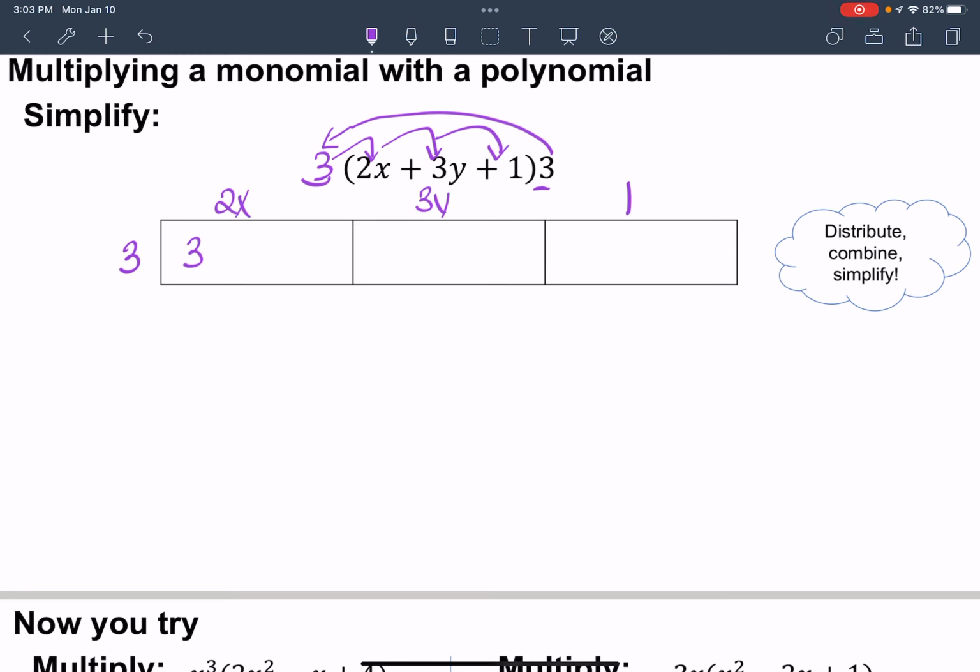So this is 3 times 2x. This is 3 times 3y. And this is 3 times 1. 3 times 2x, so 3 times 2 is 6, so this is 6x. 3 times 3y, that's 9y. 3 times 1 is 3. So my final answer is 6x plus 9y plus 3.